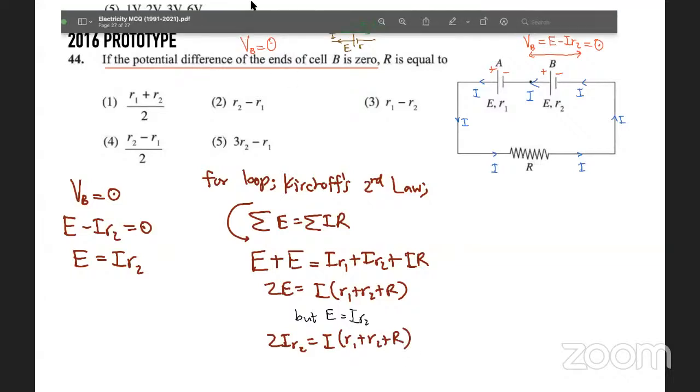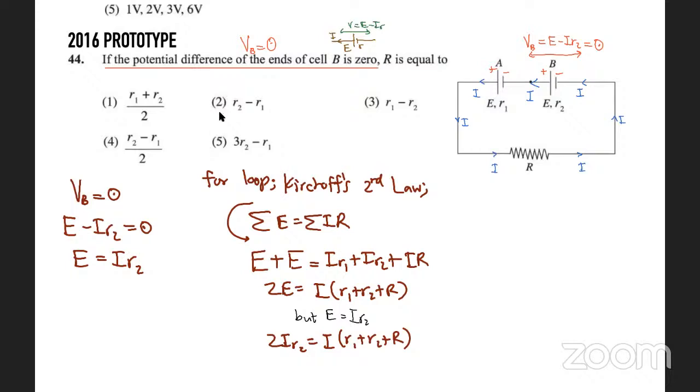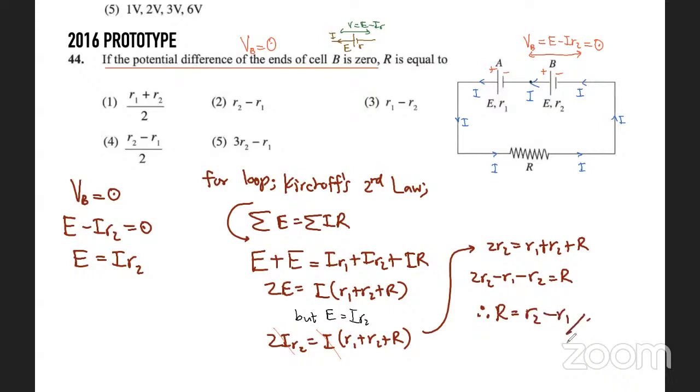The good news is I will get cancelled out. Therefore, we will be getting 2R2 equals R1 plus R2 plus capital R. Correct? So, people, I can take this to the other side. I will get 2R2 minus R1 minus R2, that is capital R. Then what is the final answer? Capital R is equal to 2R2 minus R2, which is R2 minus R1. Hence, the answer is the second option.